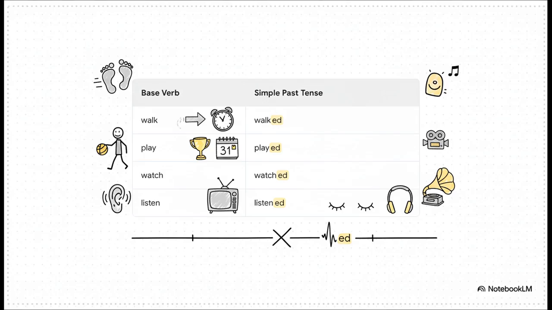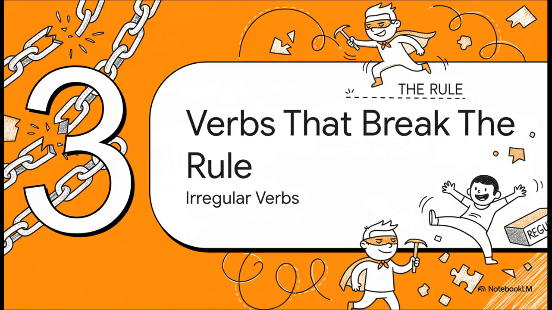Now, a little pro tip here: that -ed ending can actually sound a few different ways when you say it. Sometimes it's a T sound, like in walked. Sometimes it's a D sound, like in played. It's a small thing, but it'll make your pronunciation sound way more natural. All right, so you've totally got the easy part down. But what about the rebels? The verbs that just refuse to follow the rules? Yeah, let's go meet them.